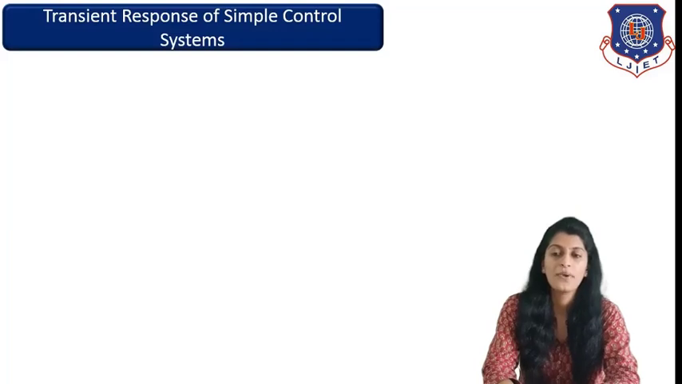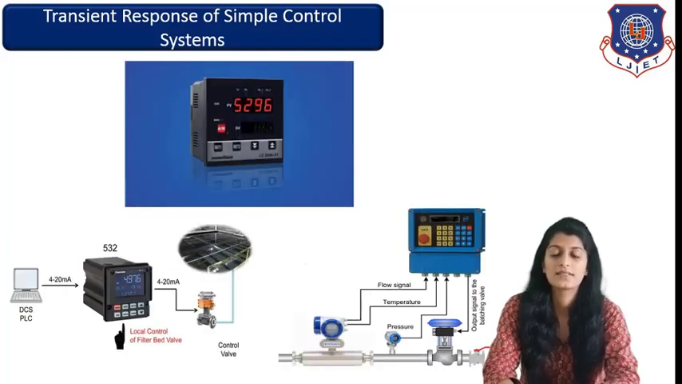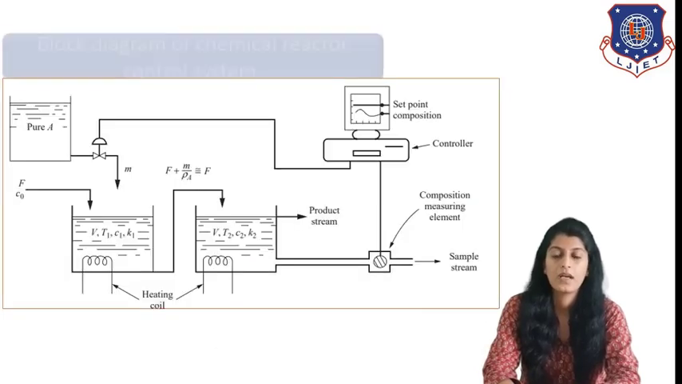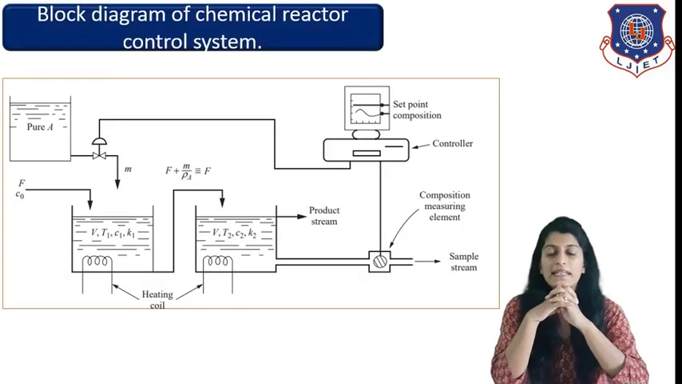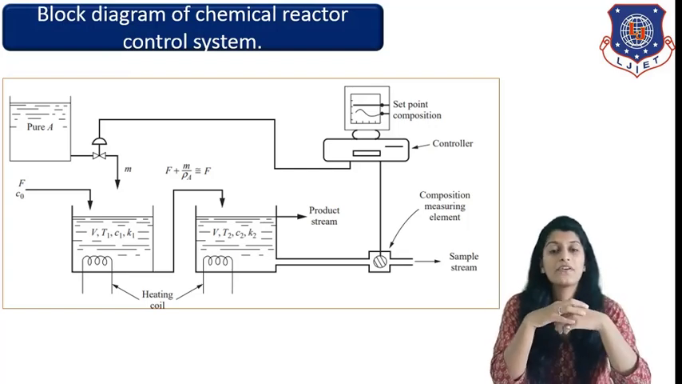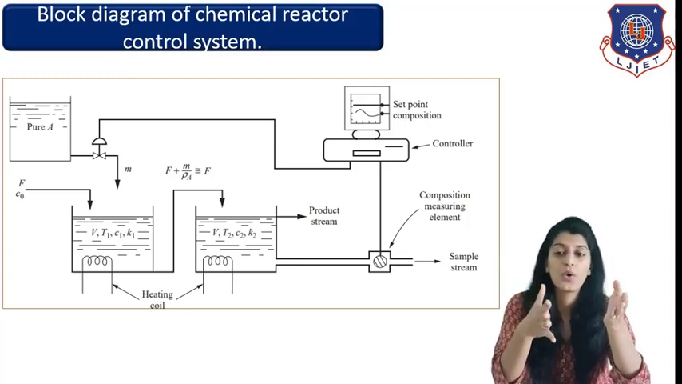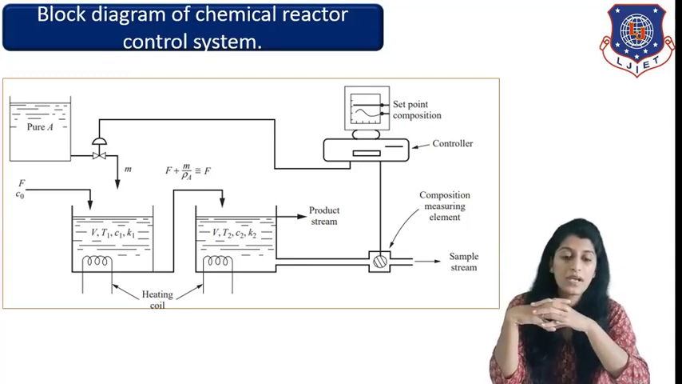So, let's just start with our topic, which is transient response of simple control system. In today's topic, we will deal with a block diagram of a chemical reactor, and we will be understanding how to control a given chemical reactor.